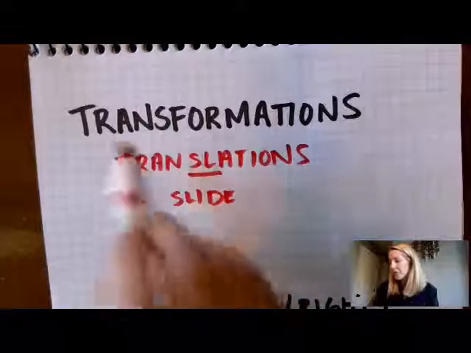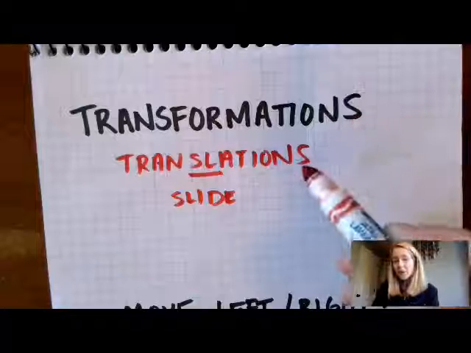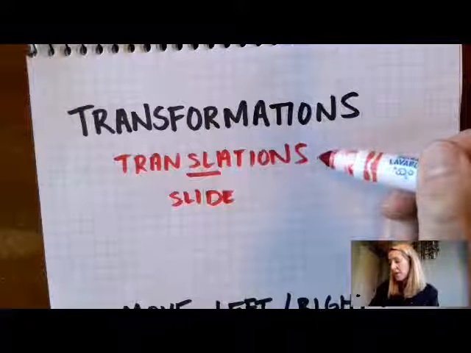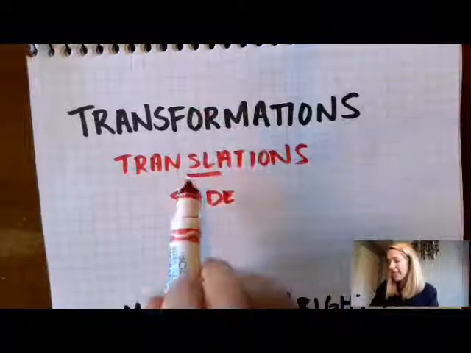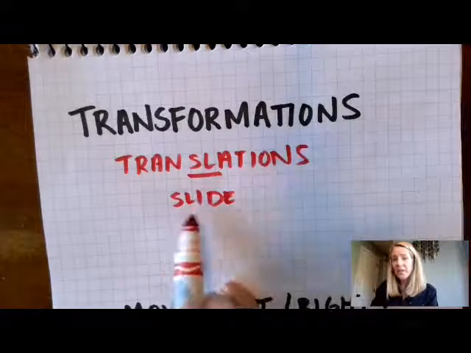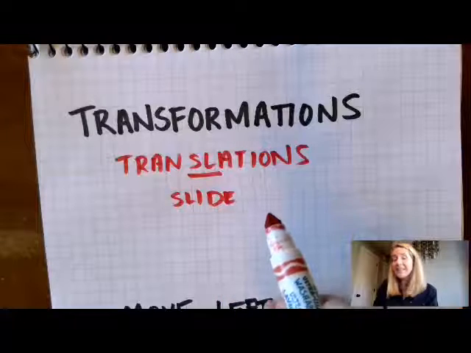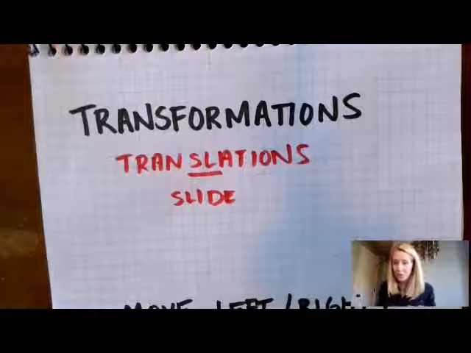This lesson is over transformations and specifically translations. So that's one way to make a movement of a point or a shape on a coordinate plane. Translations has an "sl" sound in the middle of it, and that is a way to help you remember that it's a slide. So we're going to be sliding our shapes on the coordinate plane.